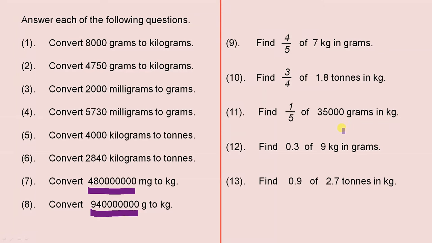Now, over here, this is very similar, except we're dealing with a decimal. So we have to find 0.3 of 9 kilograms. We need the answer in grams. And we have to find 0.9 of 2.7 tons. And we want the answer in kilograms.